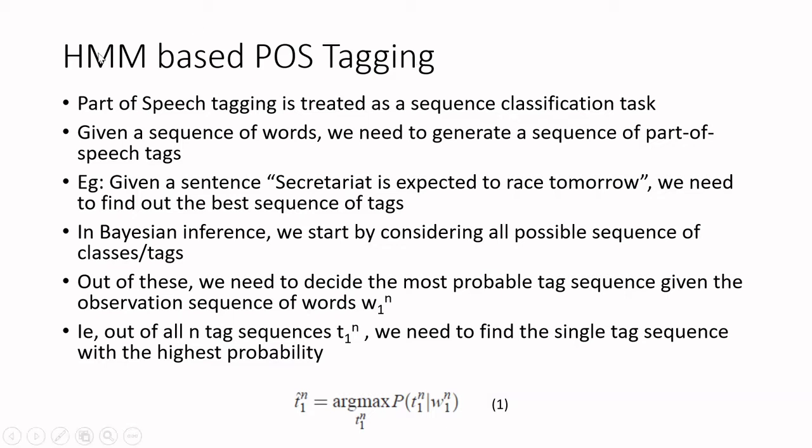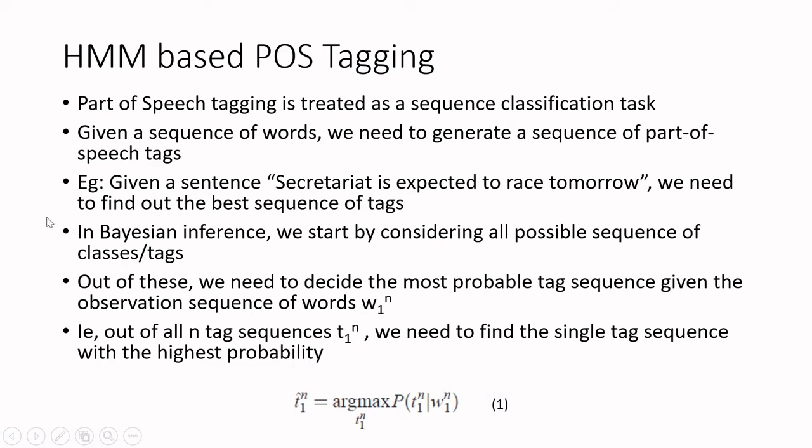Okay, so basically, part of speech tagging is treated as a sequence classification task. Given a sequence of words as the input, we need to generate a sequence of part of speech tags. For example, if you're given a sentence like this, secretariat is expected to raise tomorrow. Okay, so this is a sentence. Corresponding to each one of the words, we have to generate a part of speech tag. Okay, so how do we do that?